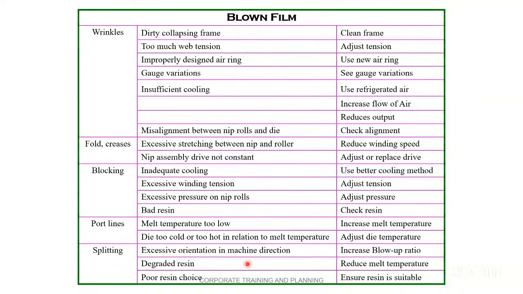Therefore there may be splitting. Therefore, increase the blow up ratio. You have to increase the blow up ratio. Then, if the resin is degraded, you also have to reduce the melt temperature. And poor resin choice: in such a case also the splitting occurs, and therefore ensure the resin is suitable for the process or not.